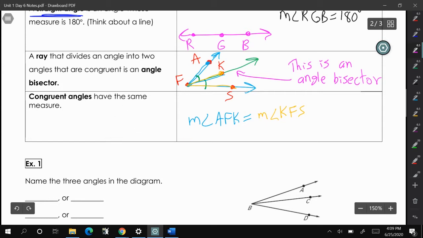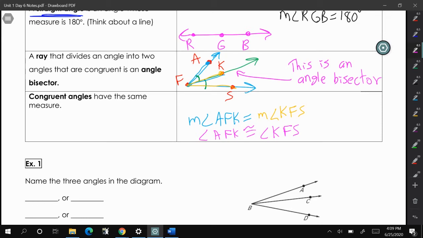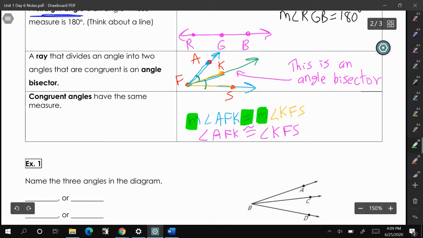So we can write that as angle AFK is congruent to angle KFS. Remember, if we're talking about an actual object, those objects are congruent. If we're talking about the measurements or the length of something, those are equal. So we see M for measurement, we have an equal sign. We don't have measurements in front here, so that's why we have the congruent sign instead.